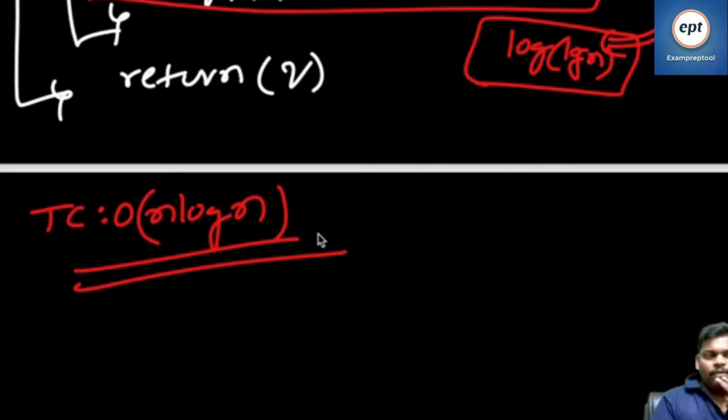The second loop runs log p times, where p becomes log n, so log n. So outside is n, inside are 2 loops, and the bigger one is log n. So the answer is n log n. The time complexity of this program is n log n. Are you okay with this?